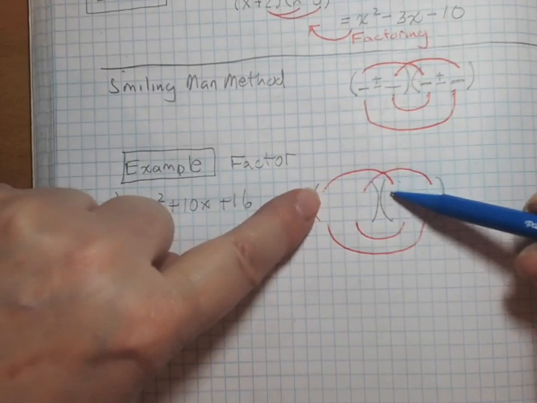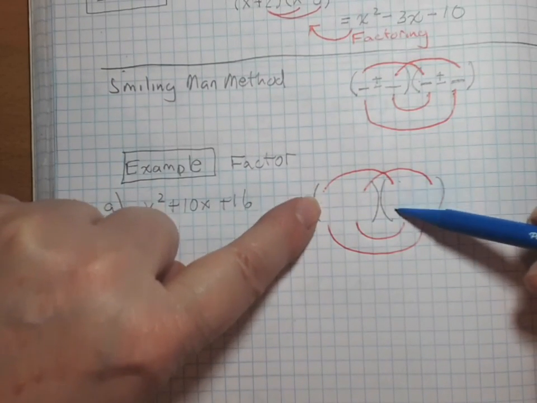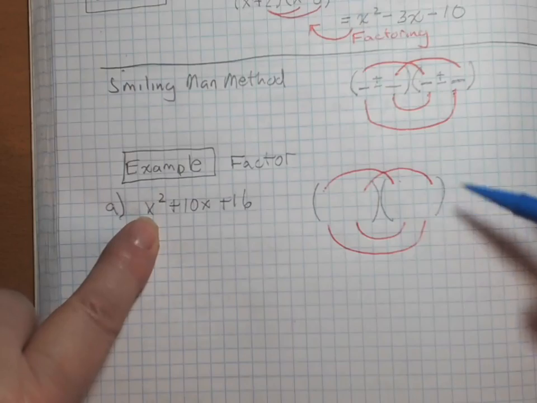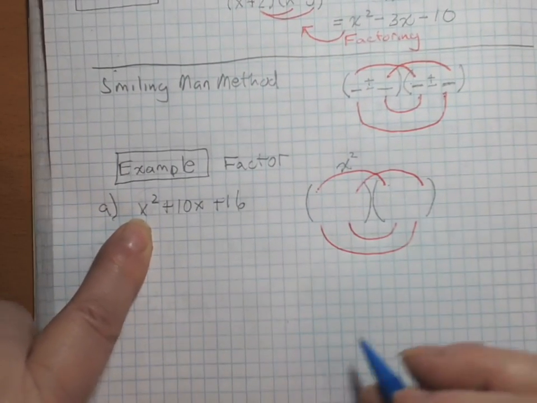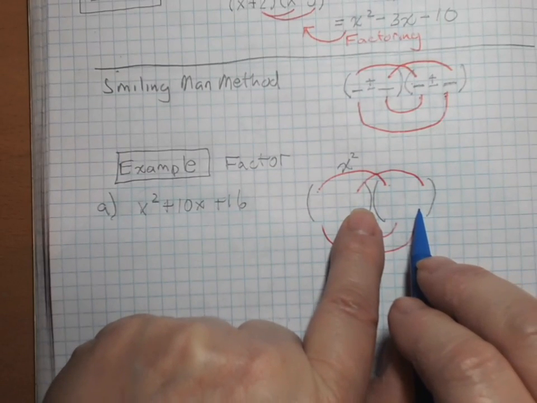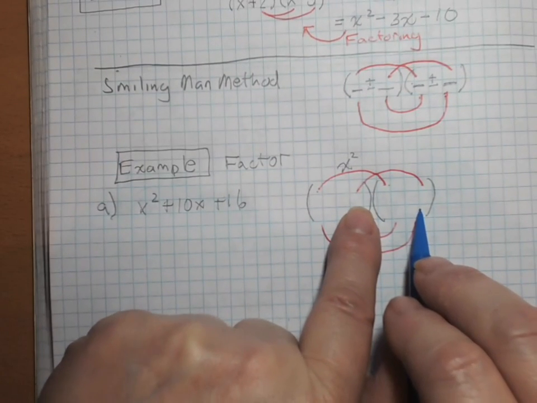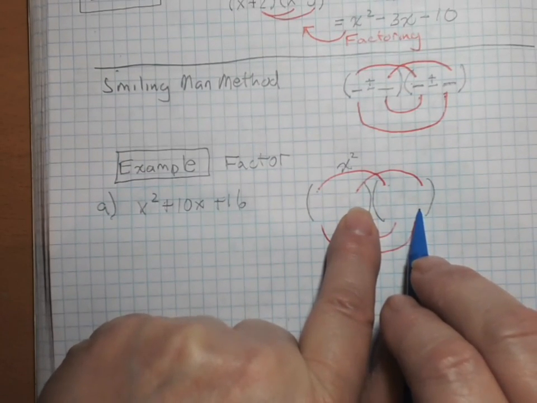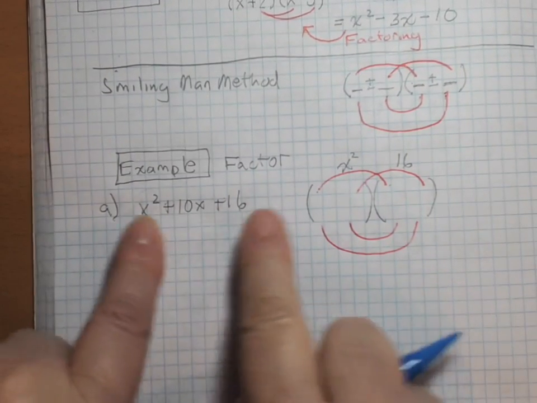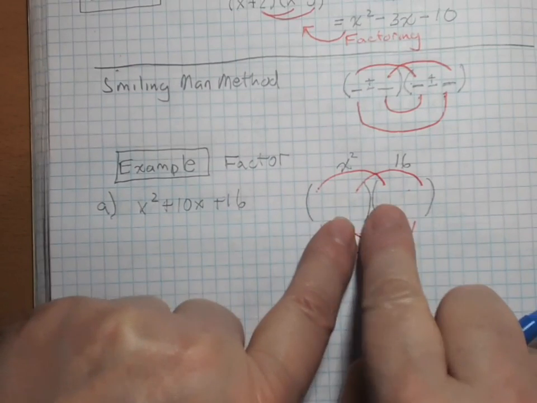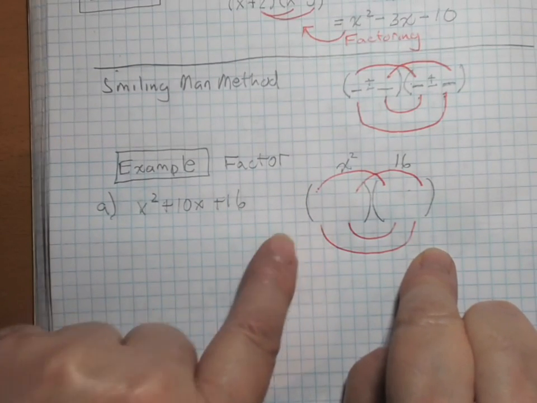All right, so these 2 first positions multiply to give me the x squared. So what I'm going to do is put the x squared up here, just to recall that. The 2 terms I'm going to place in the last positions are going to multiply to give me the 16. So these ends give me the first 2 multiplications I'm going to work on.